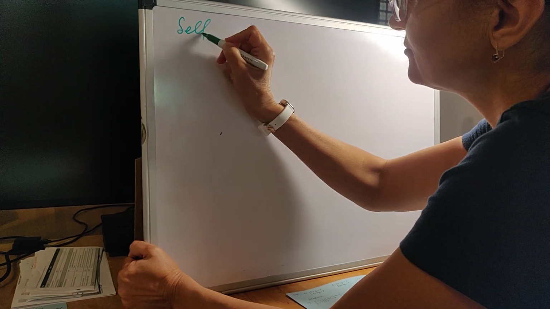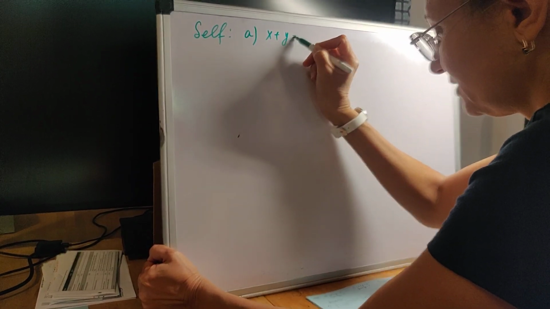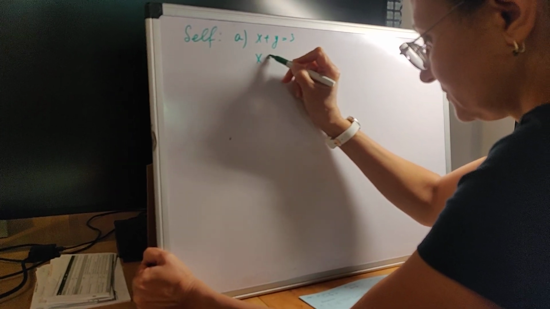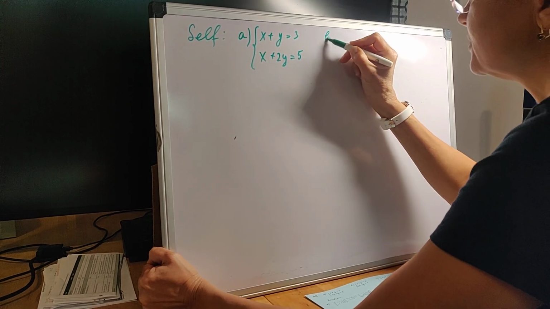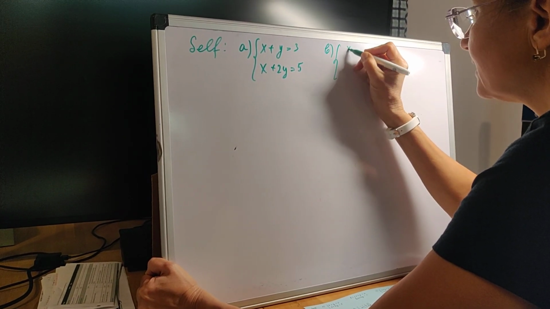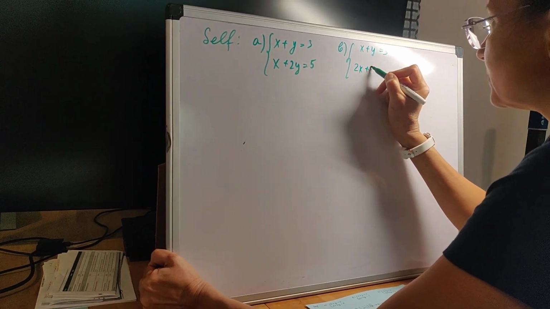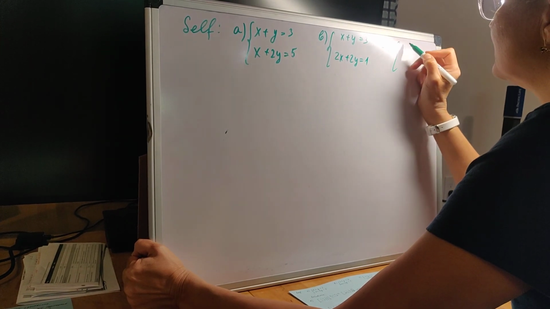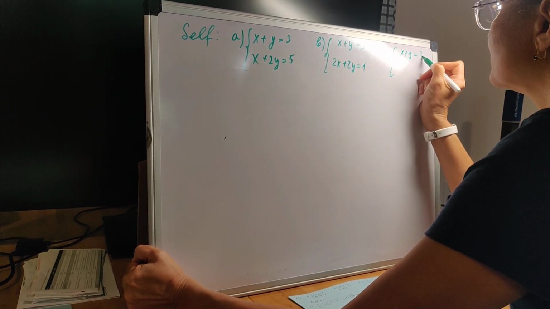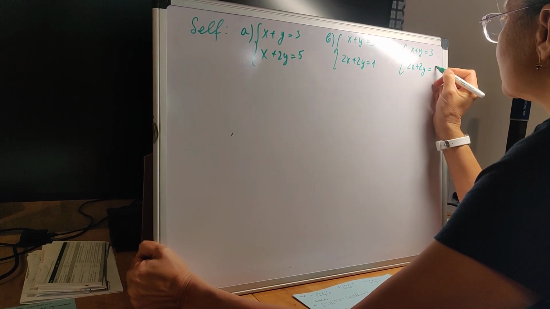Self-work. So A: x plus y equals 3, x plus 2y equals 5. My first system of equations. B: x plus y equals 3, and 2x plus 2y equals 1. And C: x plus y equals 3, 2x plus 2y equals 6.